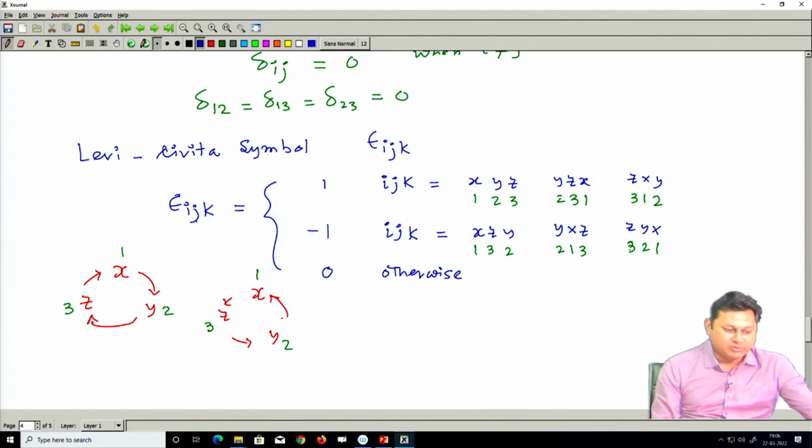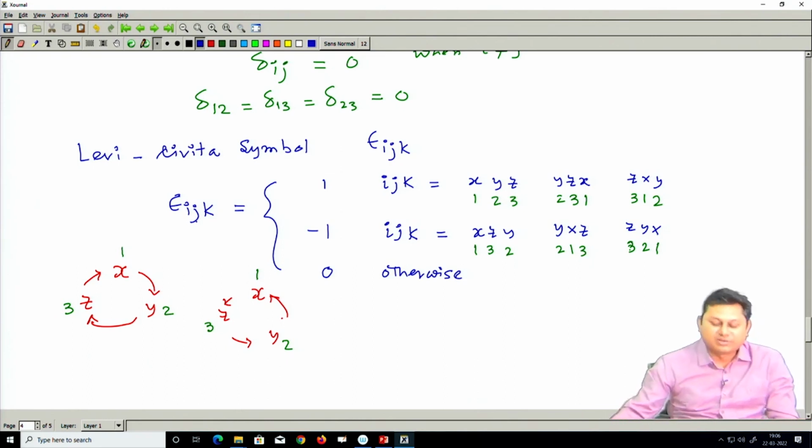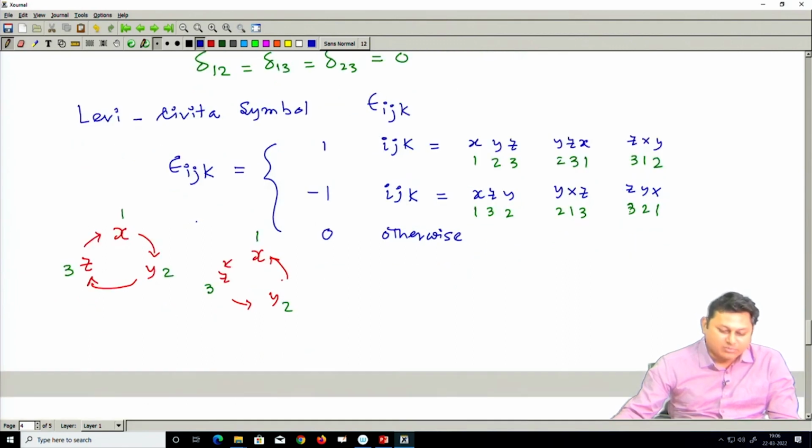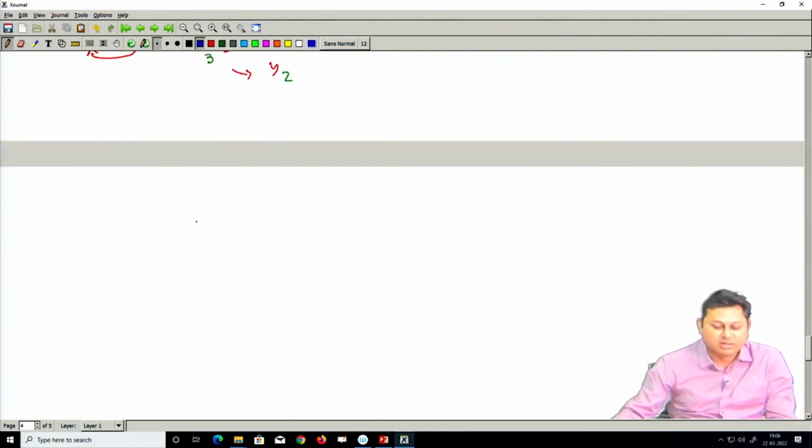How many quantities will there be, that I want the students to figure out by yourself: how many epsilon i j k values you can have when i, j, k can take 3 values. i can take 1 2 3, j can take 1 2 3, k can take 1 2 3, and you can now find out how many epsilon i j k values there are. So, this is like homework for you.